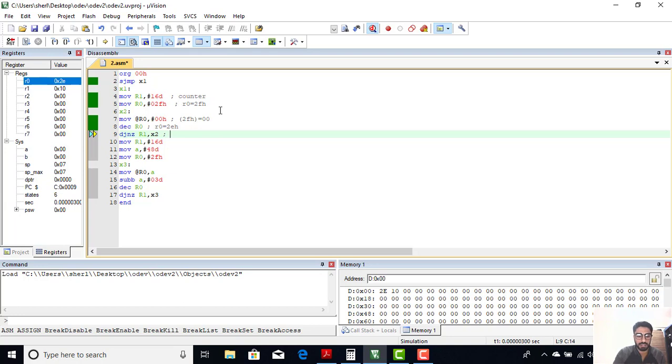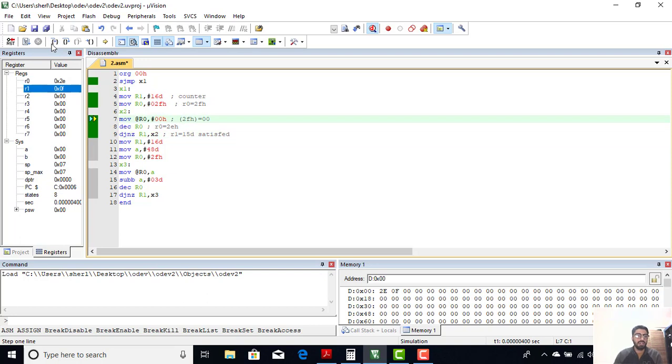In this step exactly, R1 is equal to 15 decimal, which means it's not 0, so the decrease jump not 0 condition is satisfied, as you can see here. It will jump again and repeat again and again till it cleans all the wanted memory.